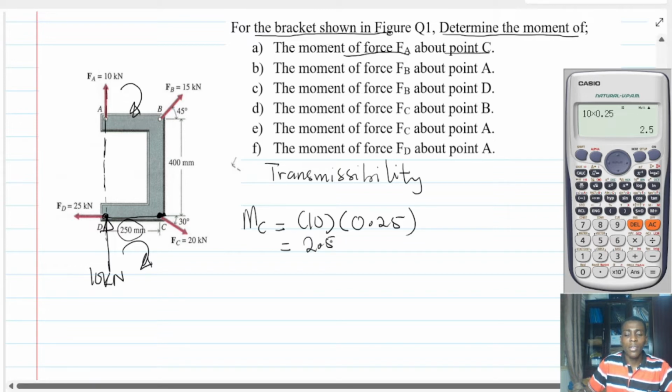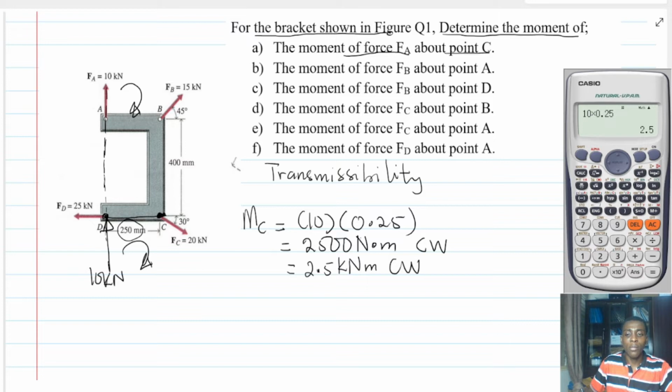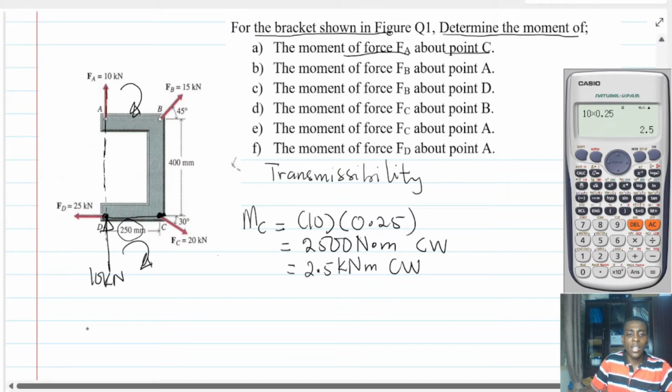So 2.5 kilonewtons. Or we can also write it this way, 2,500 Newton meter, and this is actually clockwise. And then we can also write this as 2.5 kilonewton meter, clockwise. So that is the first question for you. Let's look at the second problem.